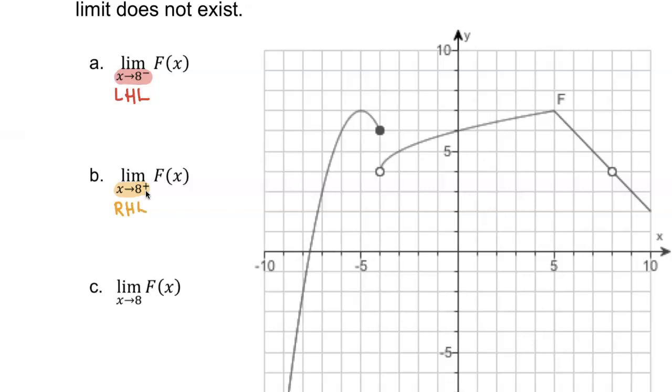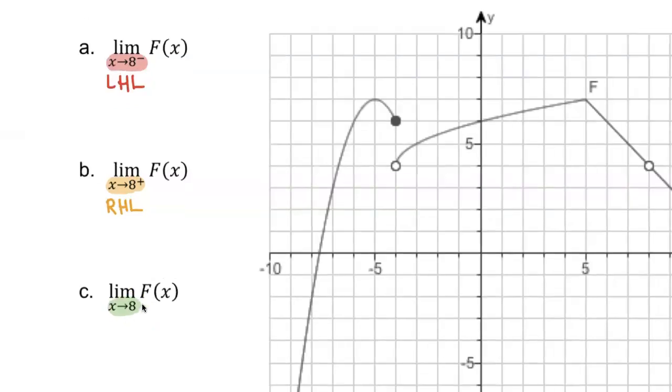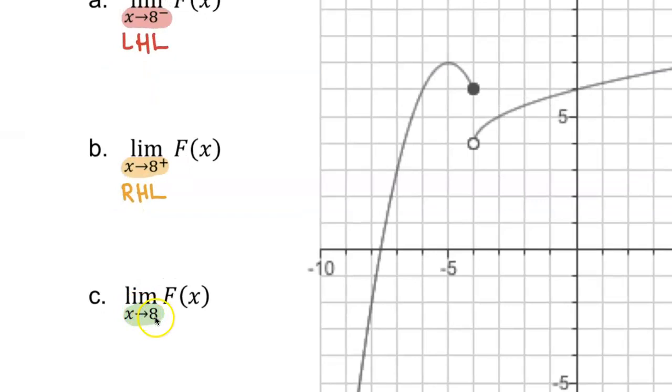Now listen, if this left-hand limit equals the right-hand limit, then we get to say that the general limit down here, you see how this one, the one that I'm about to highlight in green, doesn't have any plus or minus sign for the 8 here, right? So this is talking about the general limit. The answer for part C only exists if A and B are equal. If they are different, then we're going to say it does not exist. Okay, so let's start this process.